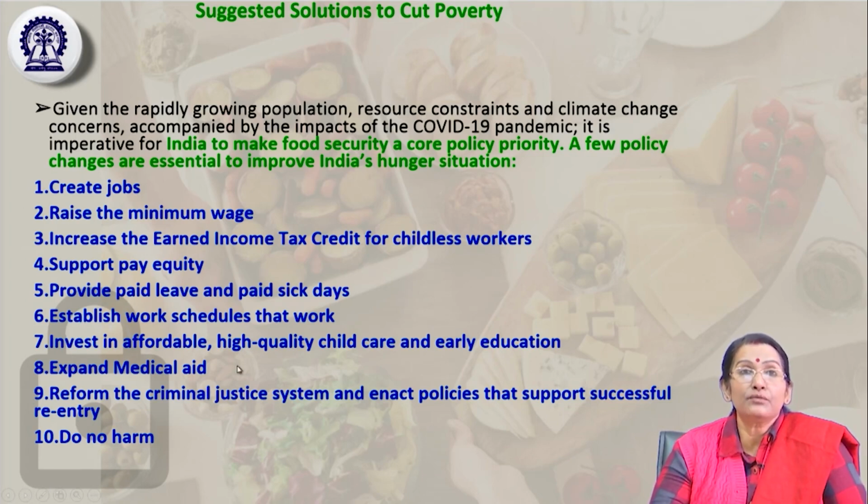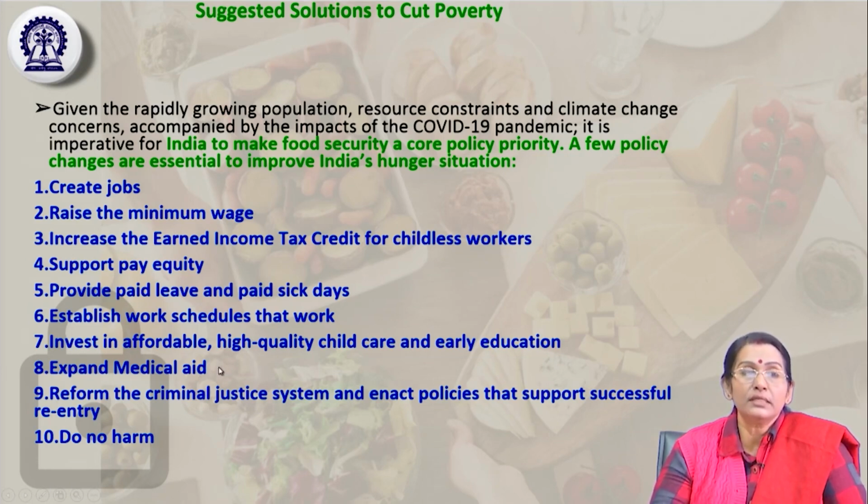So invest in affordable high quality childcare and early education. Education at every level is very important. Along with that, affordable high quality childcare: nursery, crèche. So for education and health, we need to spend more and invest more. Expand the medical aid and medical facilities, with health cards, making a compulsory health card for every child, every citizen, every individual under different age groups.